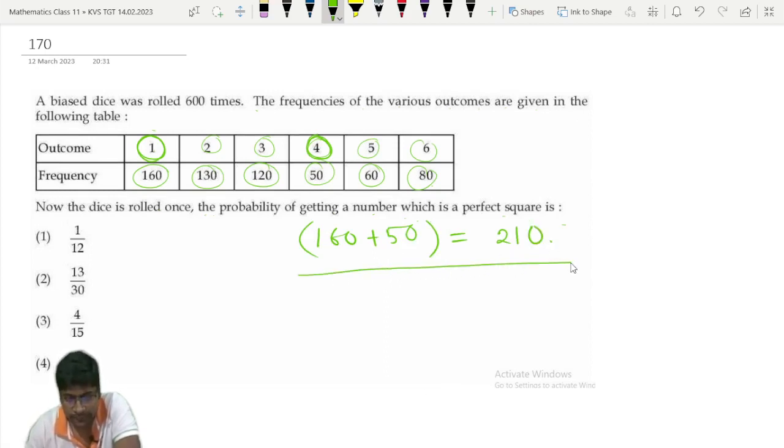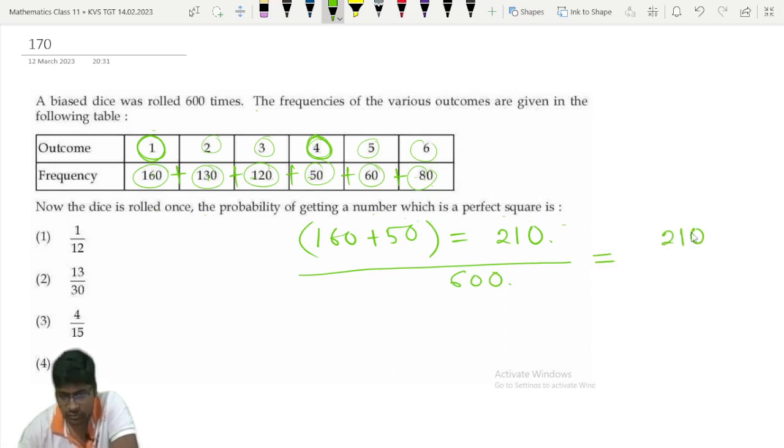And what is the total number of outcomes? We have to add all these. 160 plus 130 means 290. 290 plus 120 is 410, and 50 makes 460. 460 and 60 means 520. 520 and 80 means 600. So 600 is the total number of outcomes.